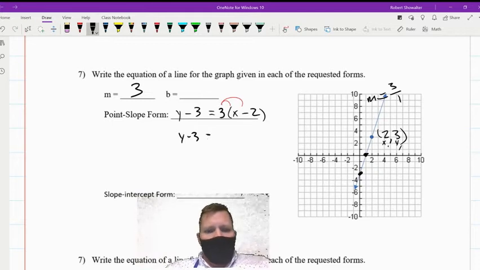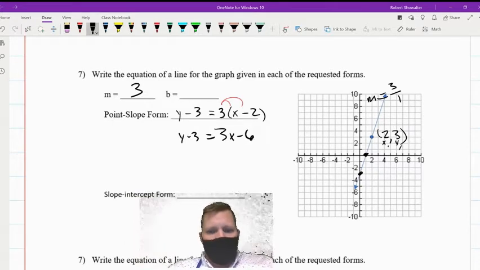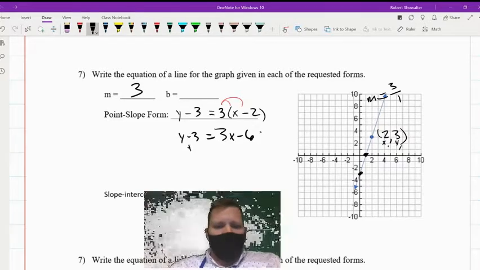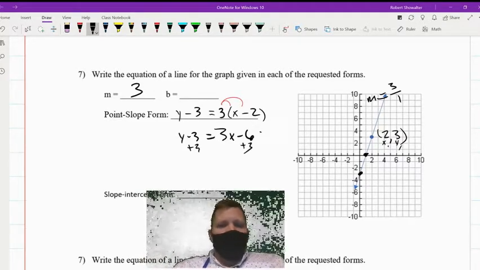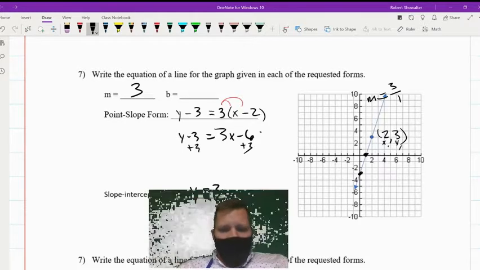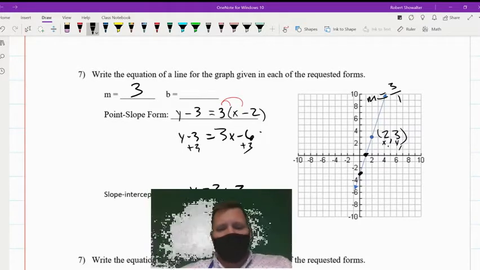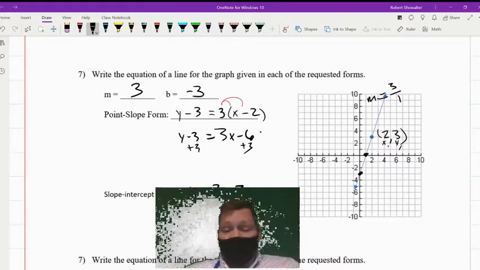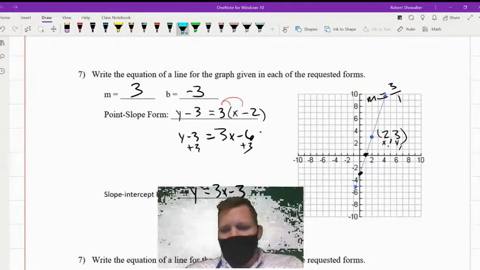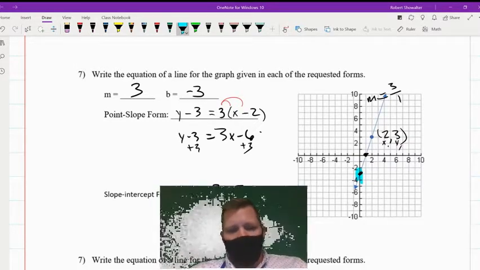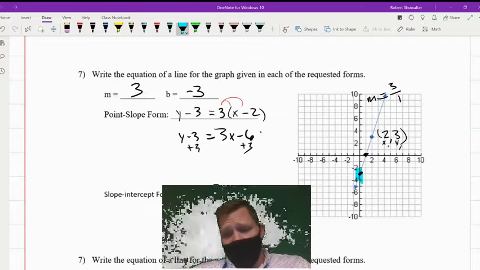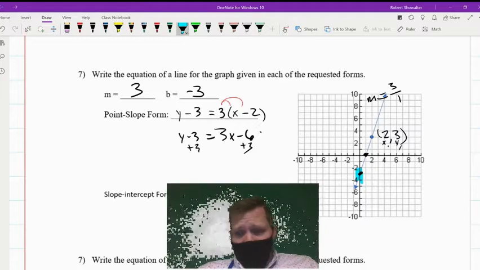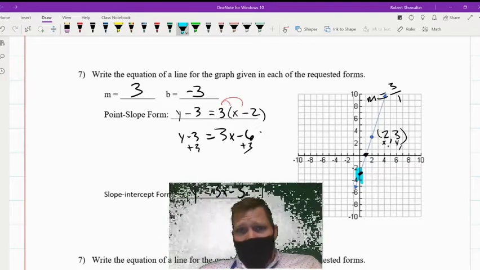y minus 3 equals 3x minus 6. Now we turn around, add 3, y equals 3x minus 3 becomes our slope intercept form. And that leaves our y-intercept of -3. But guess what? Look at the picture. We could have cut to the chase after we wrote point slope form, not done any calculations, because on the graph the y-intercept of -3 is already shown. You know what I mean?